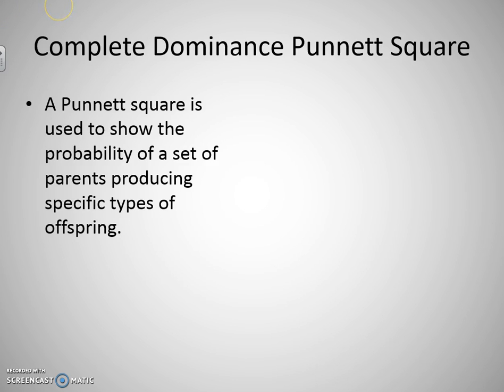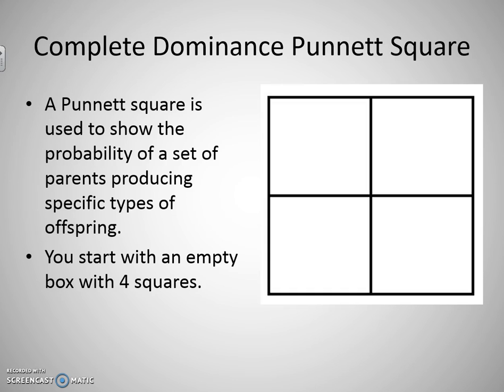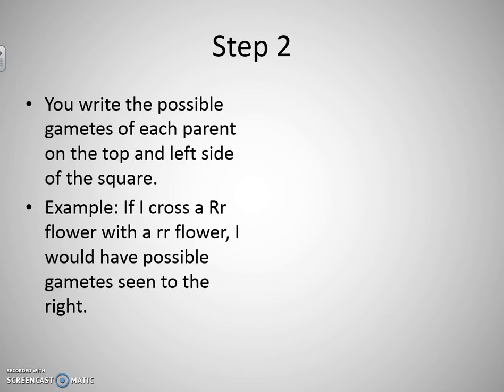So first, remember when you complete a Punnett square for complete dominance, of course a Punnett square, again going back to basics, is just simply a box with 4 squares in it that's going to show the possible outcomes of a cross between 2 different individuals. So we're going to write the gametes for each parent on the top and left side of the square.